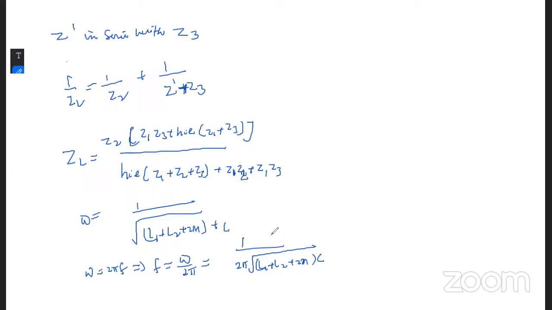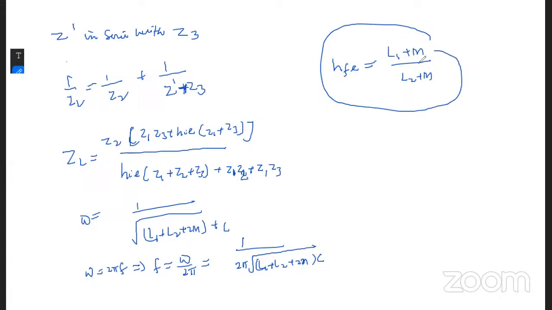Similarly, the condition for sustained oscillations we can solve, so that we get HFE equals L1 plus m by L2 plus m. So this HFE gives the condition of sustained oscillations in the case of the Hartley oscillator. So this is the Hartley oscillator. As of now, we'll stop here. We have seen about the Hartley oscillator, so we'll stop here today.